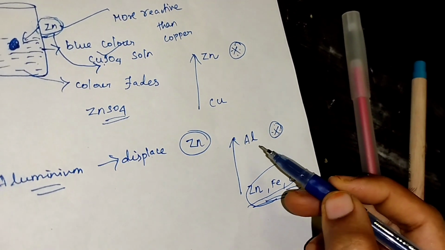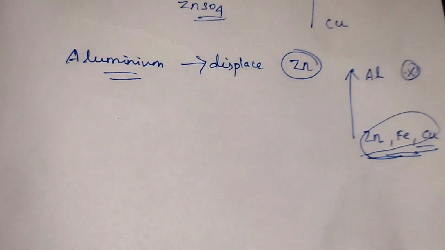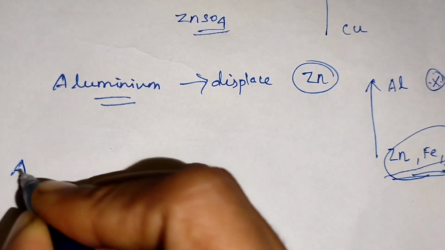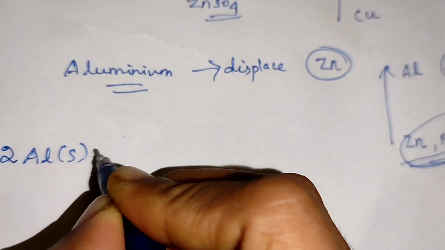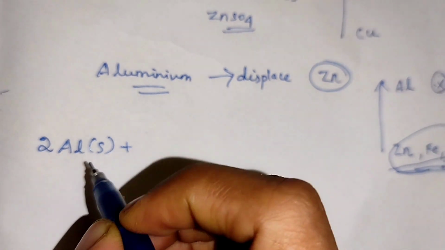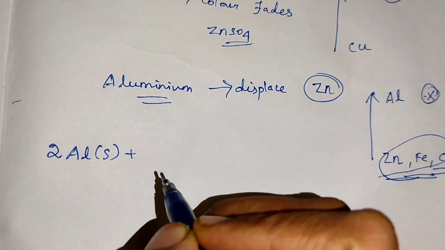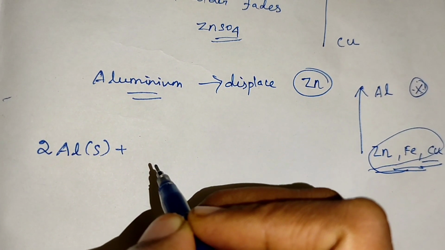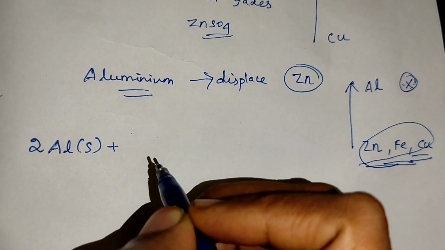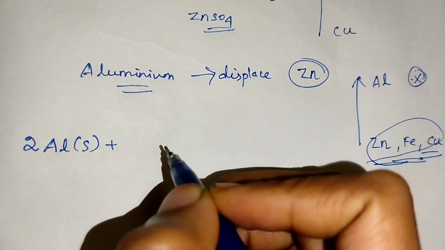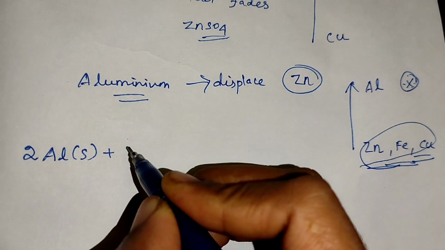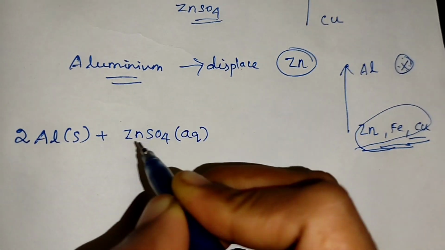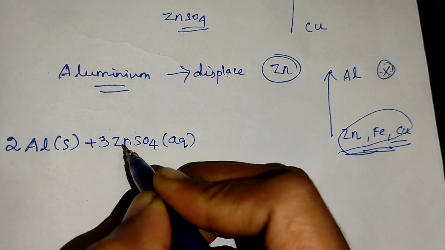Now we will see some reactions for aluminium displacements. We take aluminium solid. Why am I writing the coefficient here? To balance the chemical equation. If you have any doubt about balancing chemical equations, I will give the link in the description box. You can see my previous video, then you will know clearly about balancing equations. Now for this reaction: aluminium solid plus zinc sulfate, an aqueous salt solution.